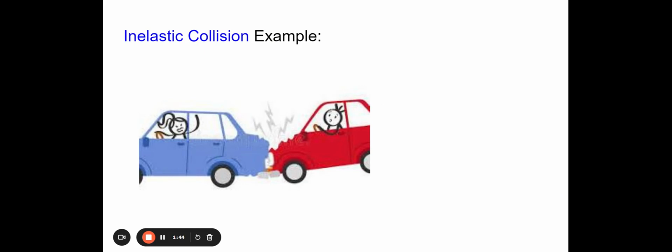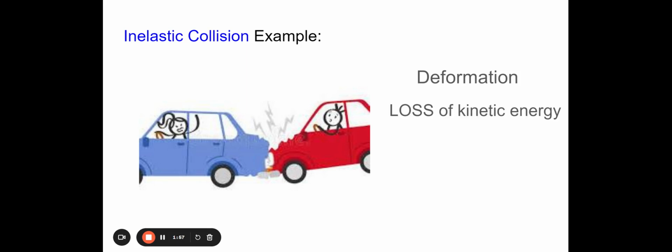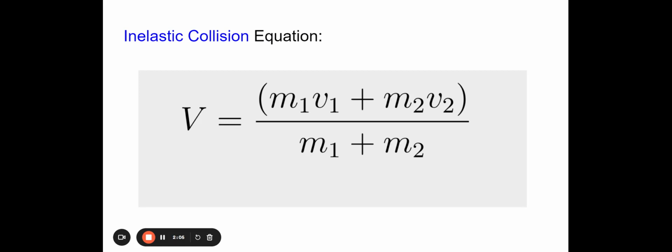So moving on to inelastic collisions, an example would be a car crash because of the deformation and the change of the car's materials, the loss of kinetic energy, and the possibility of the objects sticking and moving together after the collision. So here is the equation for an inelastic collision, where the final velocity is equal to the addition of both objects' masses times their velocities divided by the two objects' masses combined.